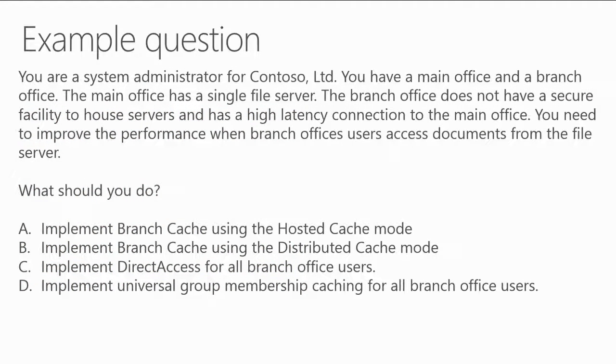All right, next question. System admin for Contoso. Sounds just like the exam. You have a main office and a branch office. You have a single file server. The branch office does not have a secure facility to house servers, and has a high latency connection. You need to improve the performance for the branch office users when they get documents. What should you do?